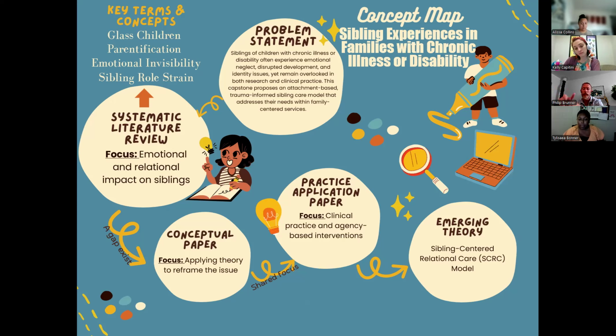My second product, the conceptual paper, seeks to frame this issue using both critical race theory and systems theory. Systems theory supports the understanding that no family member operates in isolation. When a child is ill or disabled, the entire system adapts, but not always equitably. Critical race theory reminds us that marginalized identities, such as a sibling in a lower income or racialized family, face compounded barriers in accessing emotional support.